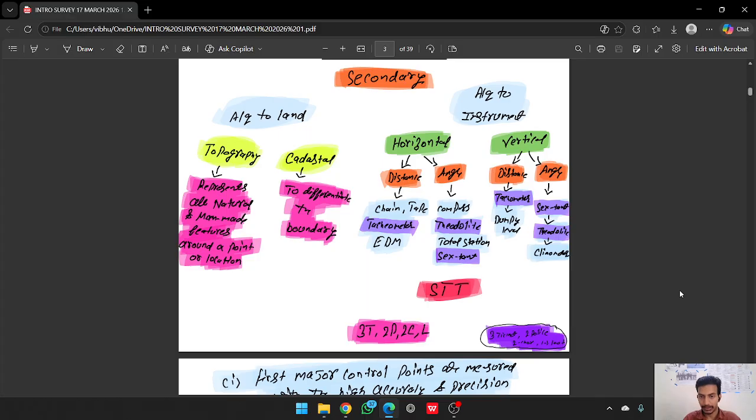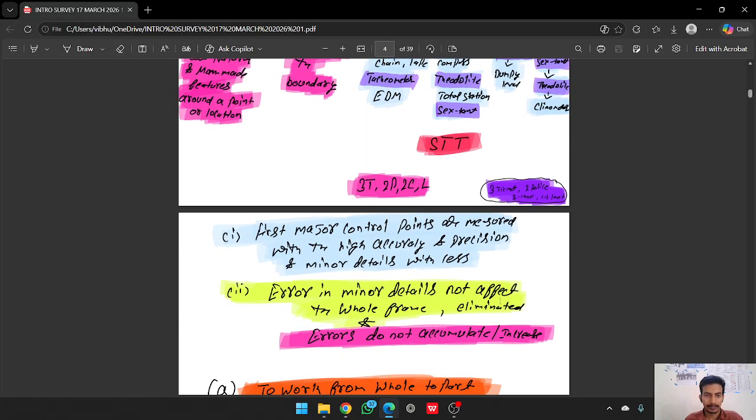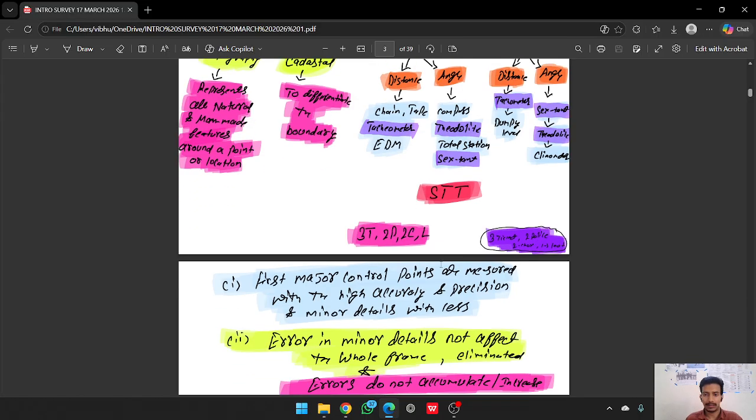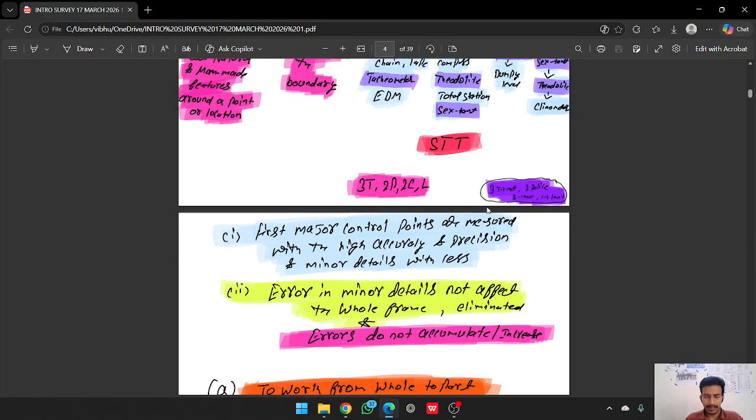3T means theodolite, tachometer, total station. Got it? 2P means the rest of the instruments. In survey, we have many instruments, and a lot more. Previous notes were different, so this was a different story. This is not that important.